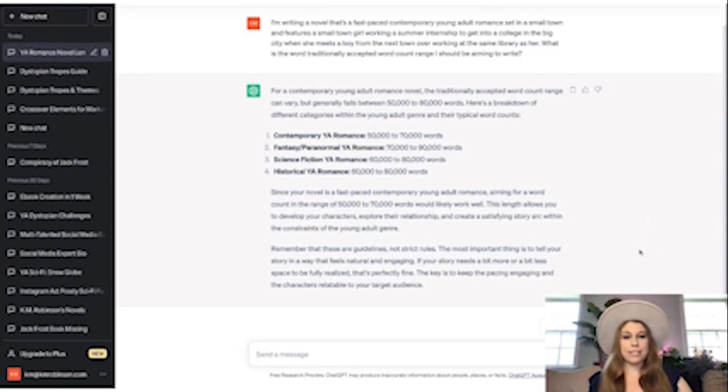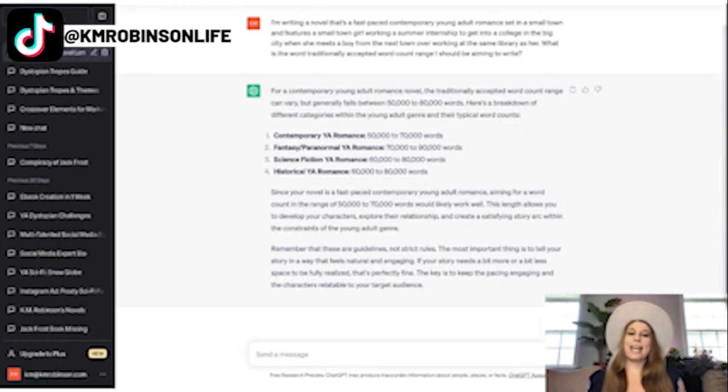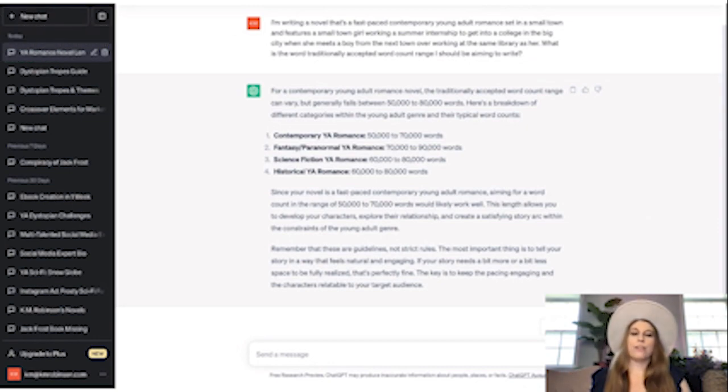Since your novel is a fast-paced contemporary adult romance, aiming for that 50 to 70 is likely to work well. This length will allow you to develop your characters, and it gives you some more information. And it ends with saying, remember, this is a guideline. It's not a strict rule. And it goes on to say, make sure that you are pacing and you're doing engaging content and all of those things. So it's looking at what is traditionally accepted out on the internet.